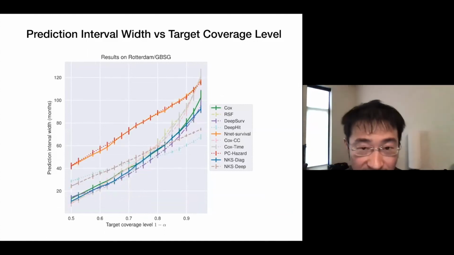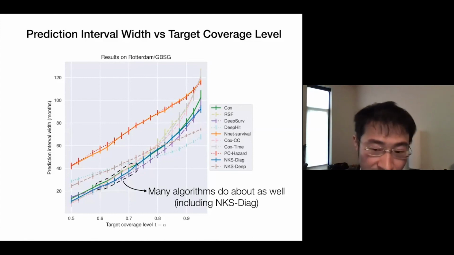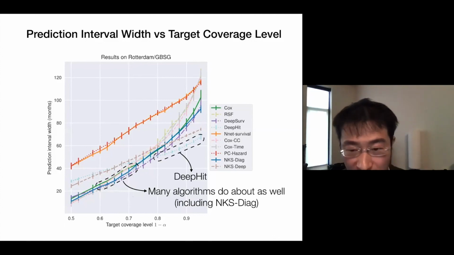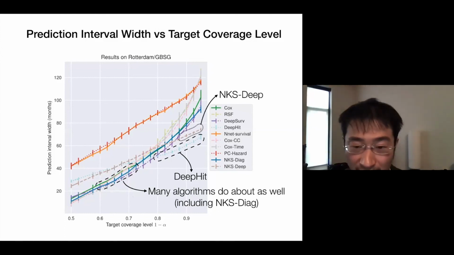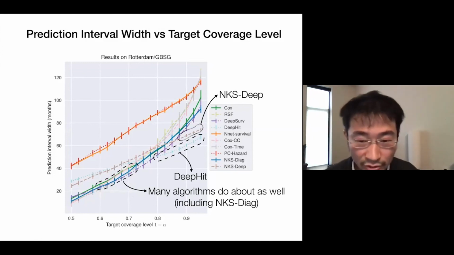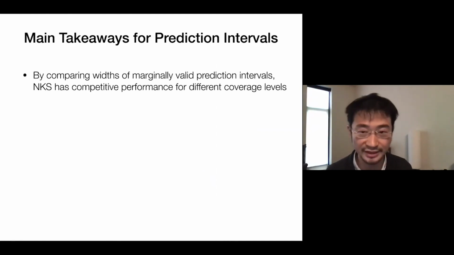For Rotterdam and GBSG, we have something that looks like this. You have a bunch of algorithms that do about as well, including NKS diagonal down in the bottom left here. And then when you get to high target coverage levels, GPIT does well. And not too much worse, but worse, is this NKS deep.